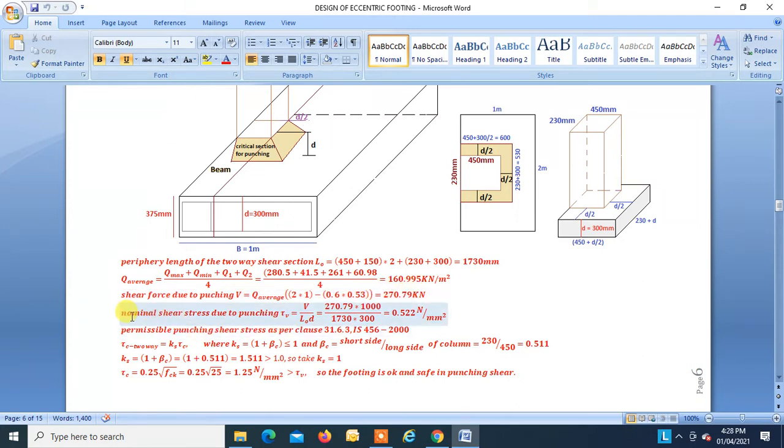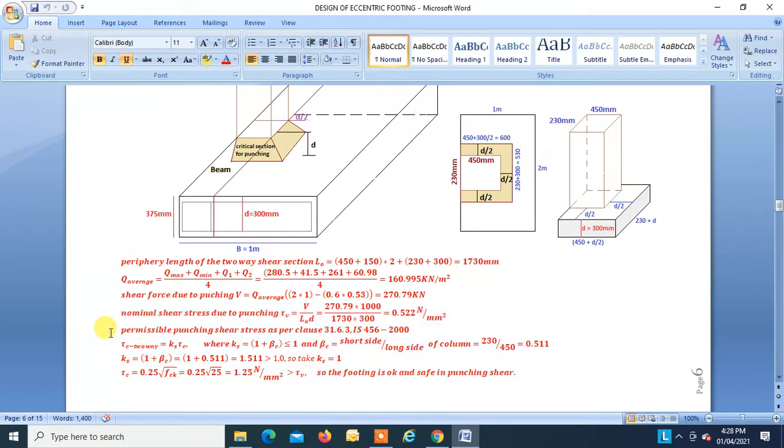Now I have to find the nominal shear stress due to punching. So tau V is equal to V divided by L0 into D. V is this, L0 is this, and into D. So this is the area which will resist the punching shear stress, L0 into D. This is found to be 0.522 Newton per mm square.